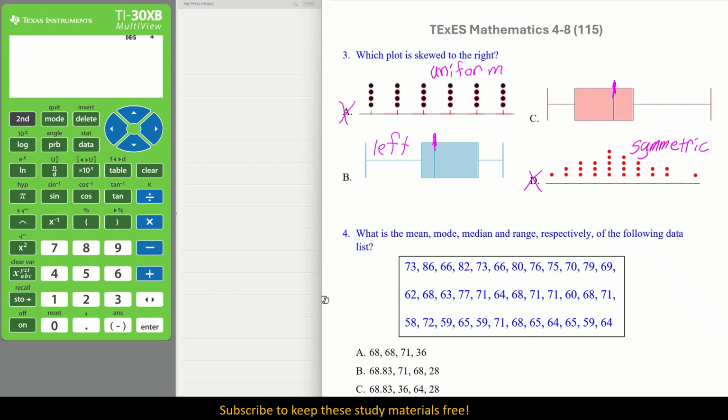So the left-hand side is longer, so it will be skewed to the left. And that is not what we're looking for. We are looking for skewed to the right. Well, this whisker would be what we're looking for on C, that is skewed to the right. That's simply how we look at it.